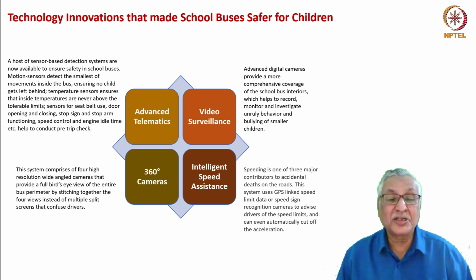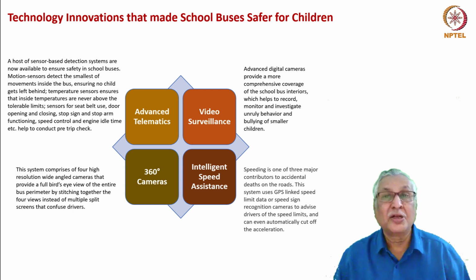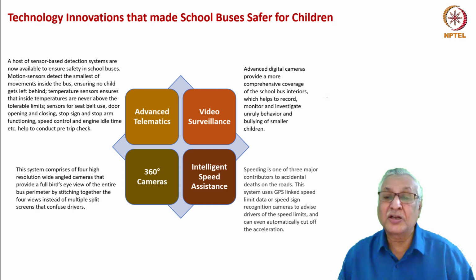The 360-degree camera system comprises four high-resolution wide-angle cameras that provide a full bird's eye view of the entire bus perimeter by stitching together the four views instead of multiple split screens that confuse drivers. Advanced digital cameras provide a more comprehensive view of the school bus interiors, which helps to record, monitor, and investigate unruly behavior and bullying of smaller children.